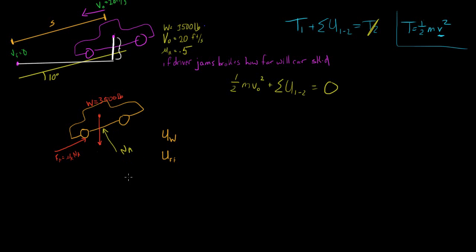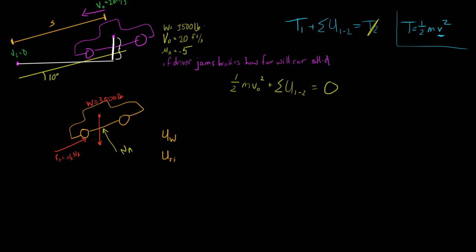Now, what about our normal force? Well, our normal force is always going to be perpendicular to our direction of motion. So regardless of where we are on the ramp, our normal force is going to be perpendicular to it. So our normal force is not going to do any work on our system, because any force perpendicular to the direction of motion does no work. So we don't need to account for the normal force.